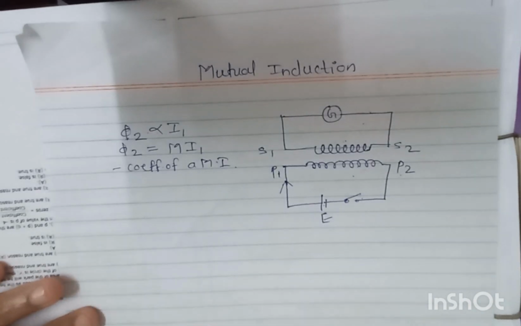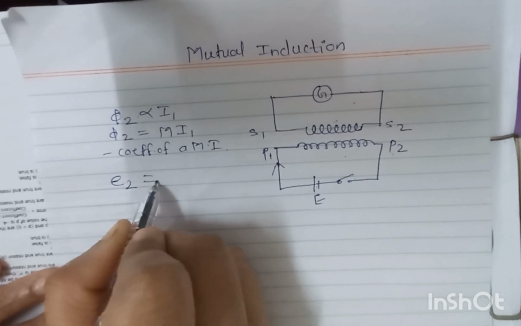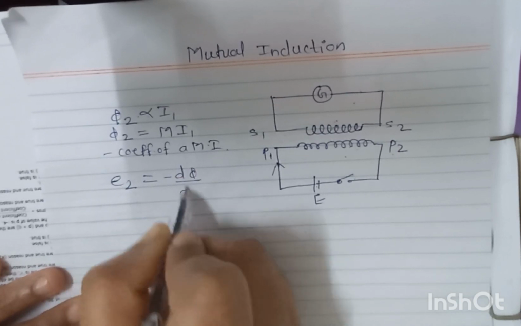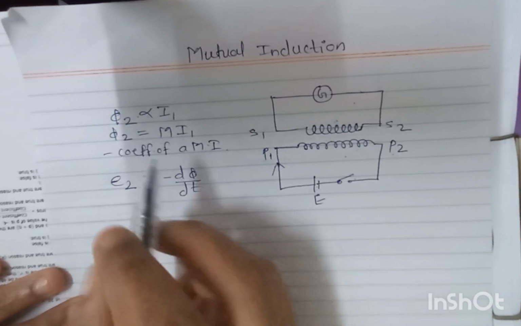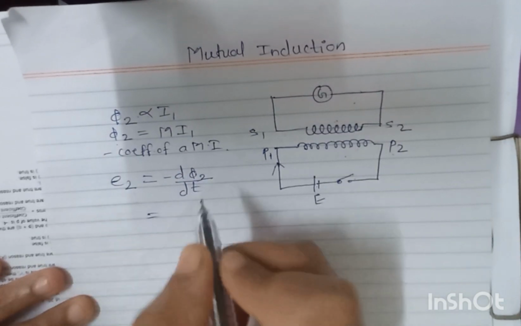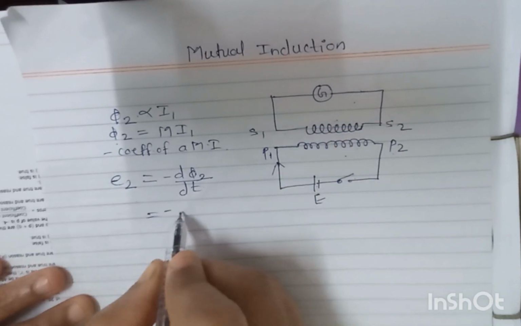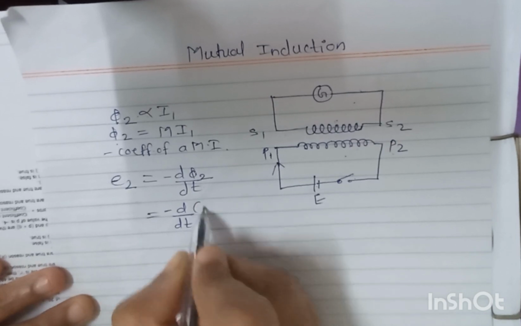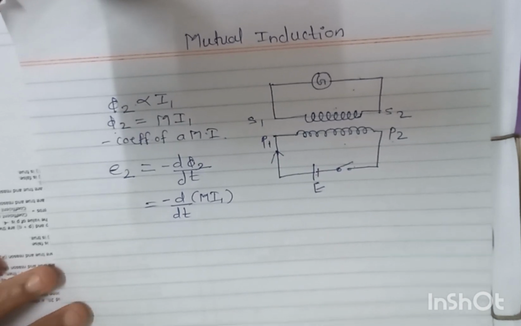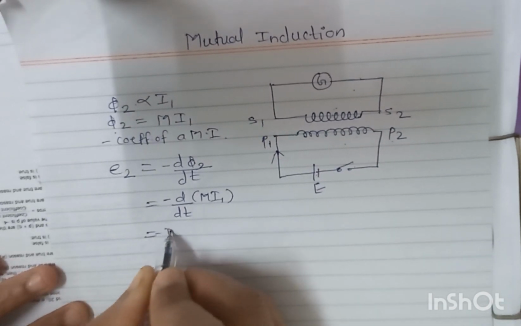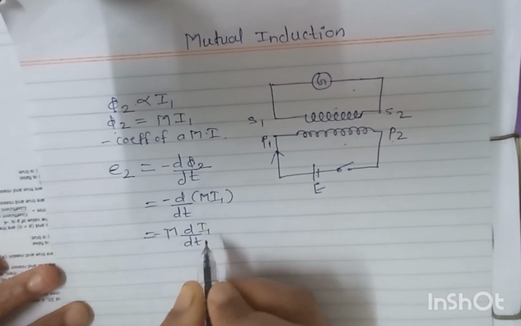The EMF generated in the secondary coil is nothing but minus d phi by dt. We can substitute the value of phi as we got it here, so I will write phi 2. The EMF generated due to the flux in the secondary is minus d by dt of M into I1. The coefficient of mutual induction remains the same, so you can take it out as a constant: minus M dI1 by dt.